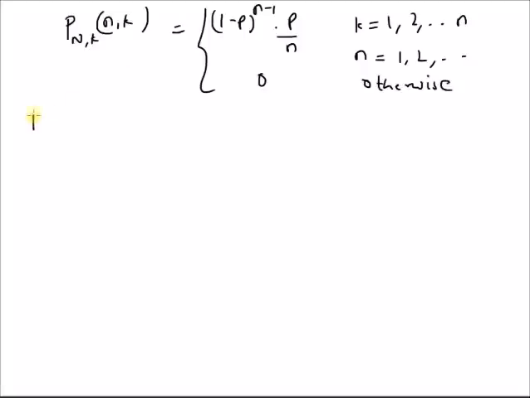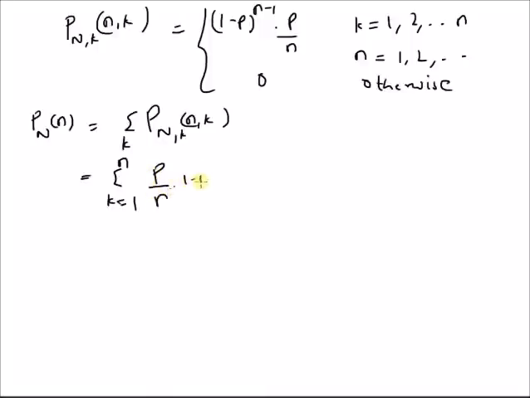Now we can find the marginal probability mass function, that is P_N(n), by using the definition, that is summation over k of the joint PMF. By inserting the definition, we have summation with respect to k over values 1 to n of the original definition, that is p/n * (1-p)^(n-1). Since this is independent of k, we can rewrite this as n times p/n * (1-p)^(n-1), which is basically adding a constant n times.